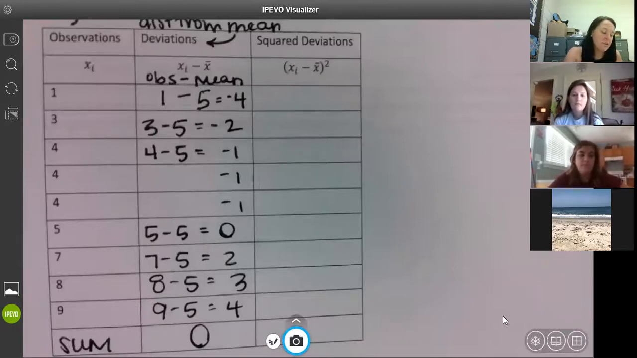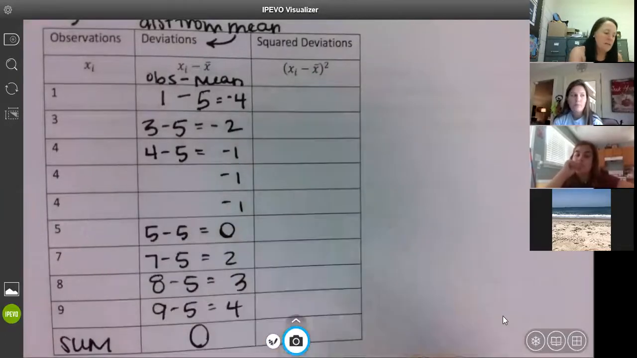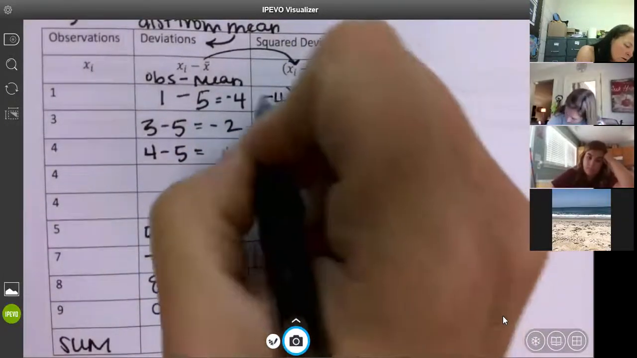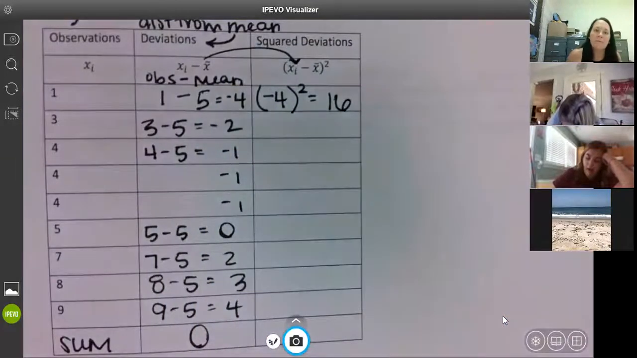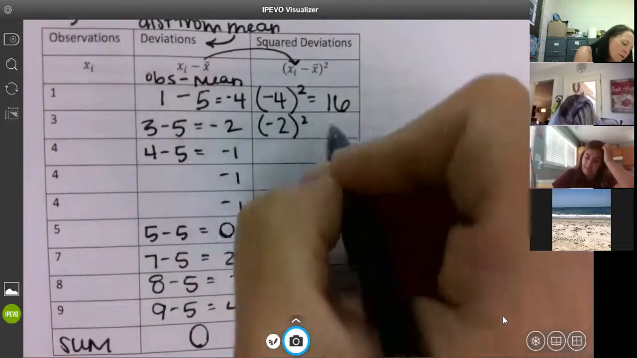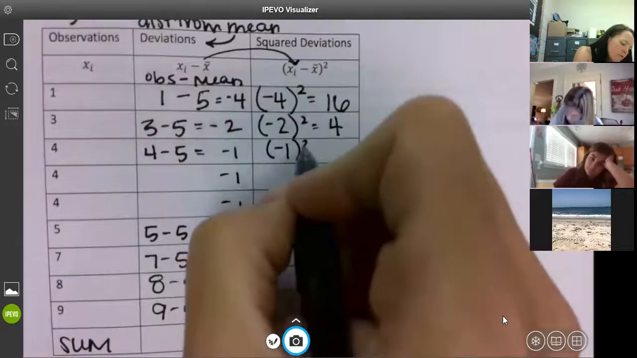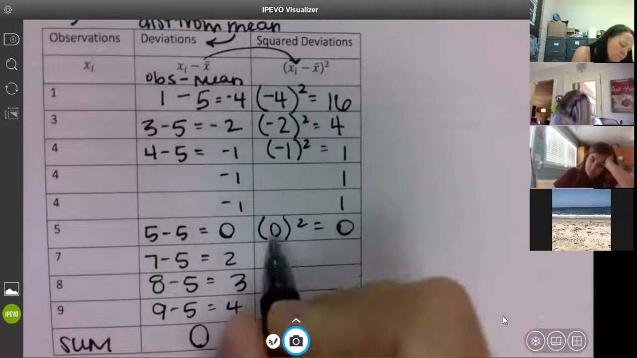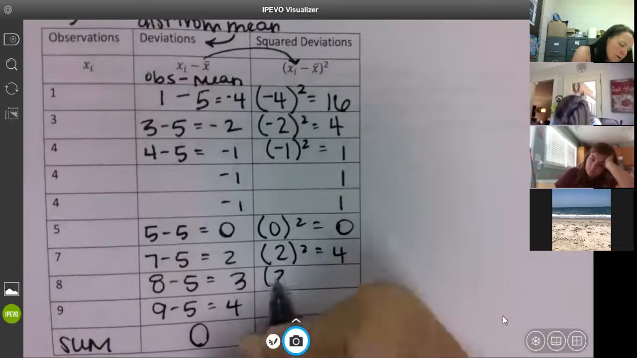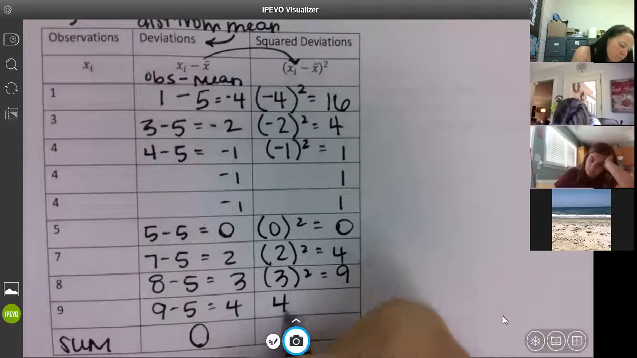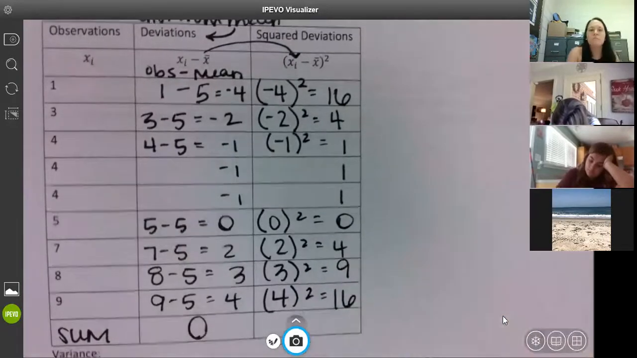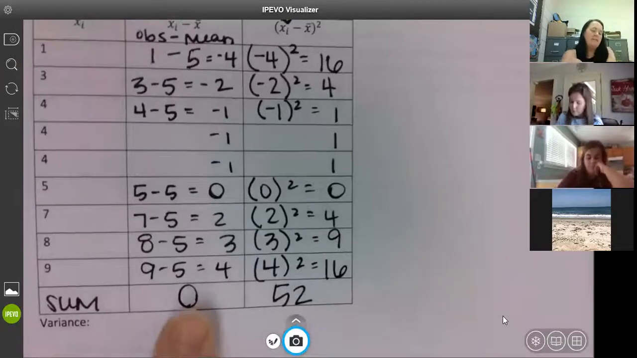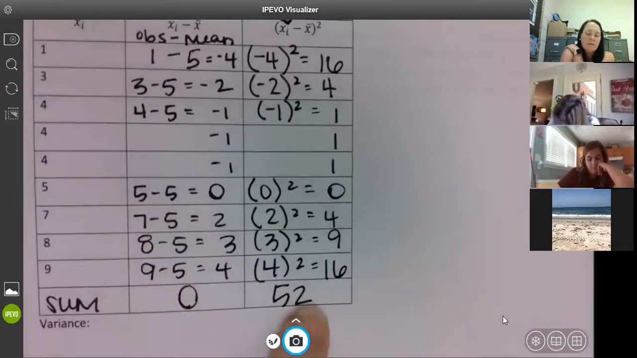Then we're going to do our squared deviations, and we follow the same thing that we just did, only we're going to square it. So we're going to take this number. Notice these are the same. Take that number, so we got -4, and we're going to square it. Remember, that turns into a positive. We have -2 squared, -1 squared, and there are 3 of those, so I'm not going to write it all out. 0 squared, 2 squared, 3 squared, and 4 squared. If we add all of those up, we get 52. The sum of the deviations will always equal 0. These will always be different, okay?